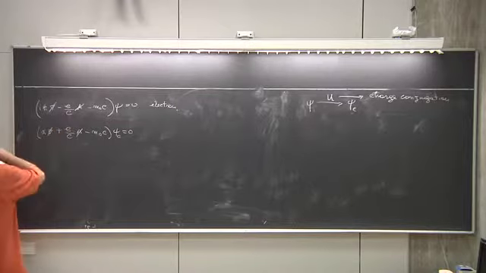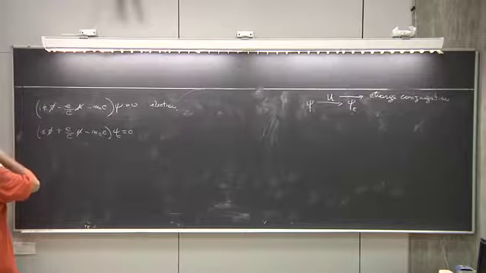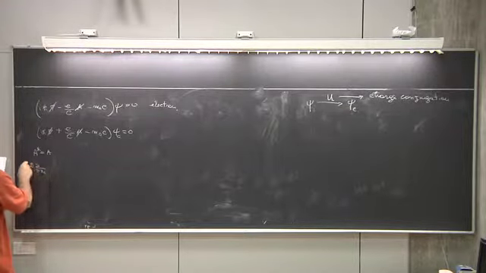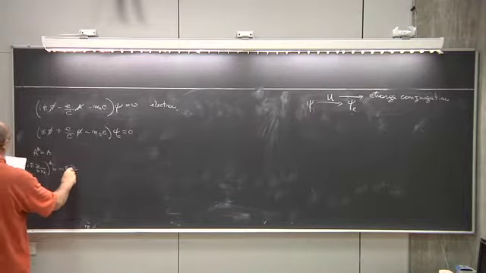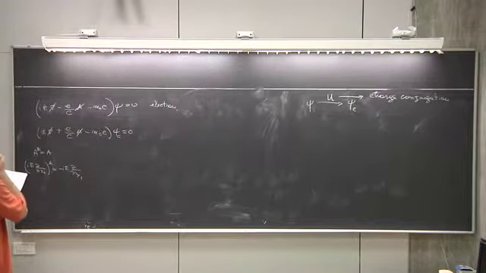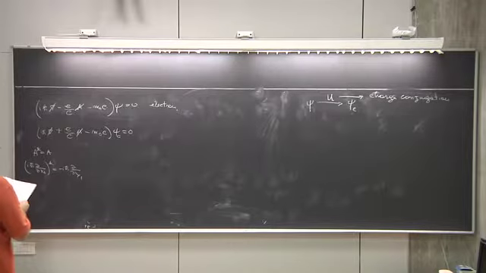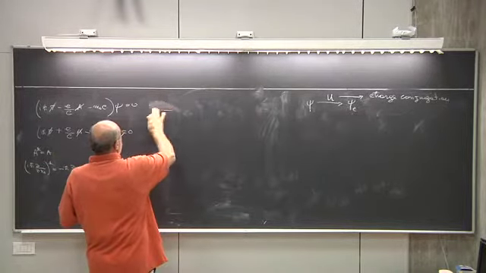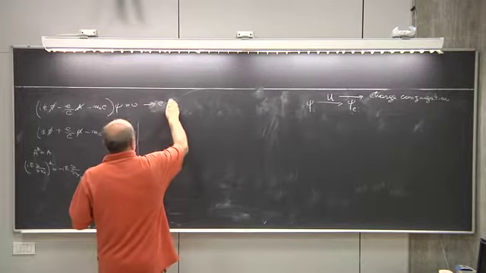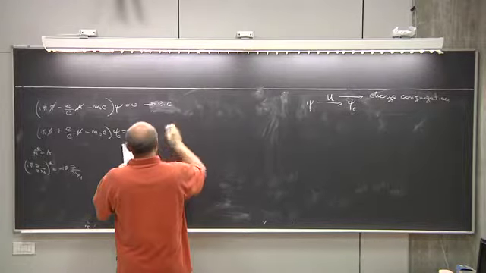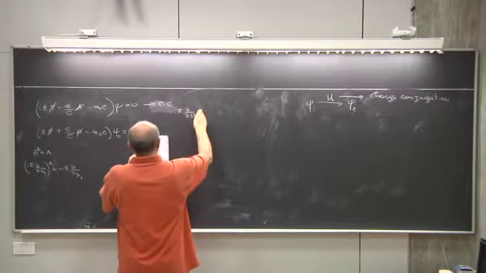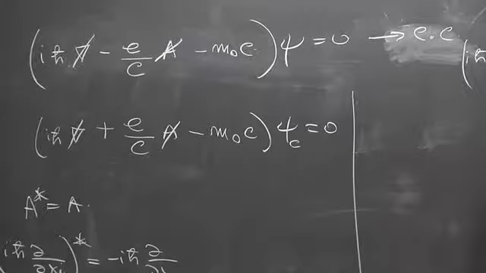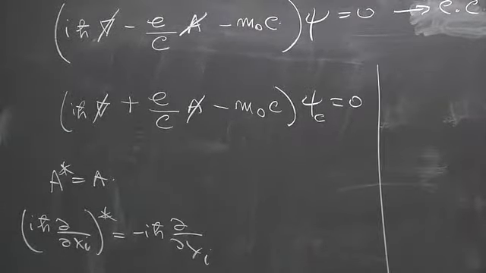Now, how do you go from one to the other? Well, for example, change the sign here, and we know that A star is equal to A, but iħ ∂/∂x, if you take the star, goes into minus iħ ∂/∂x. So the first thing we will do is take the complex conjugation of this equation. So let's take the electron equation. The first step we do is complex conjugation. Then we get the following equation: iħ ∂_μ plus eA_μ over c, times gamma mu star, plus M0c, all applied on psi star.